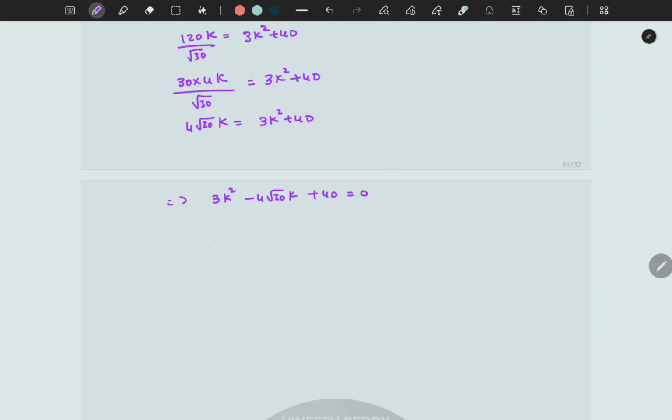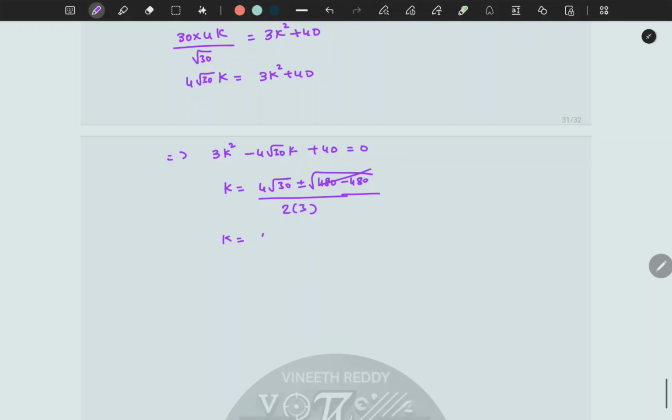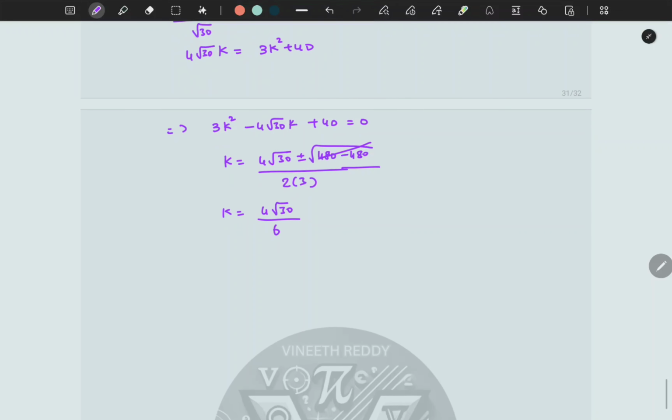Now, can we factorize it? K is equal to minus b plus or minus root of b square minus 4ac, divided by 2a. B square is 16 into 30, which is 480, and 4ac is 12 into 40, which is again 480. Divided by 2 into 3. Perfect. So we directly get K as 4 root 30 divided by 6, that means K is 2 root 30 divided by 3.